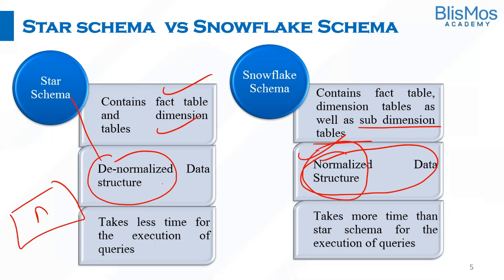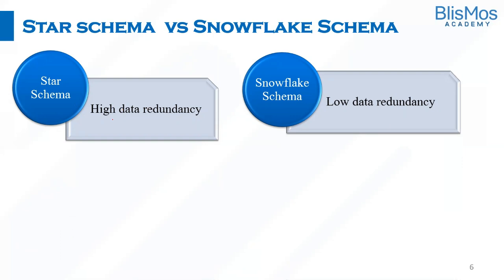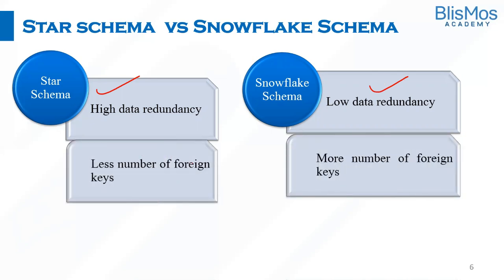With that, the amount of time taken to execute the query is less in star schema, but in case of snowflake schema, the amount of time to execute the query will be more because it has to go and join multiple tables. Because we are denormalizing the data here, we'll have more redundant data in star schema. And since we are normalizing, there'll be less redundant data in snowflake schema. Because the number of tables is less, obviously the foreign keys will be less. And because the number of tables is more, snowflake schema would have more foreign keys.